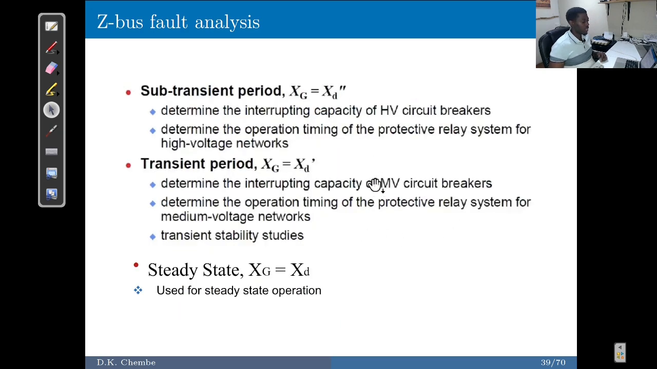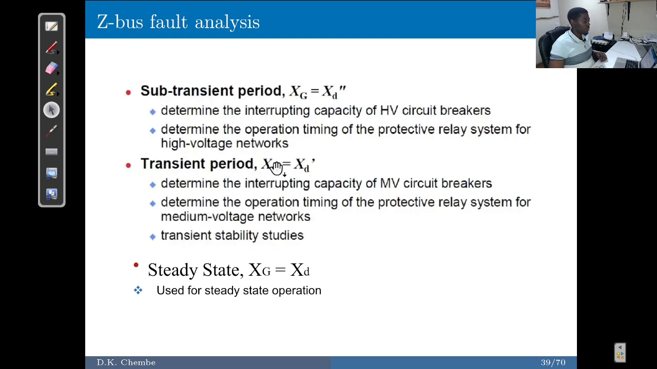In the sub-transient period, the generator reactance is taken as Xd double prime, and we use this to determine the interrupting capacity of the high voltage circuit breakers, and also to determine the operation timing of the protective relay system for high voltage networks.